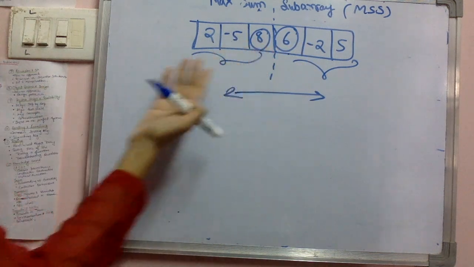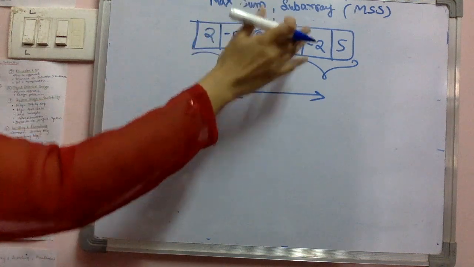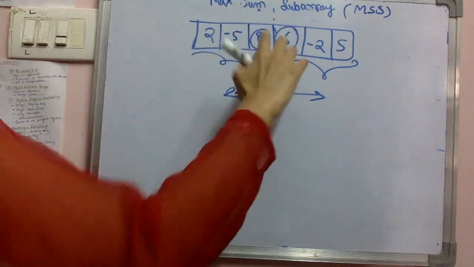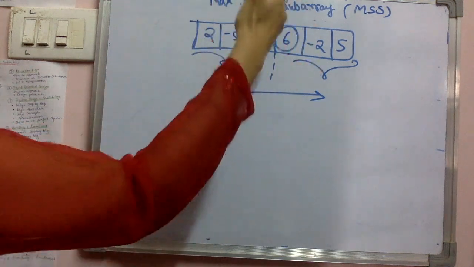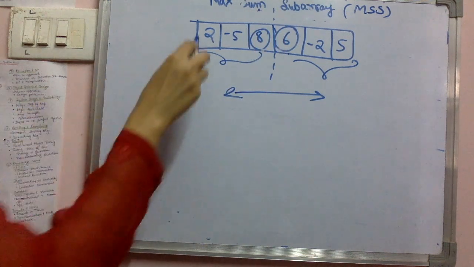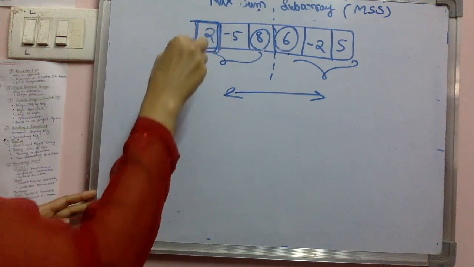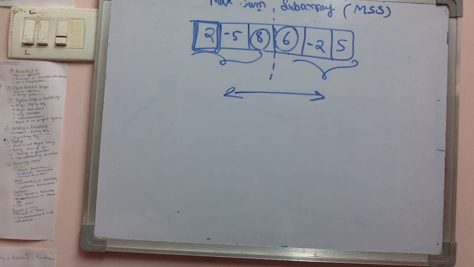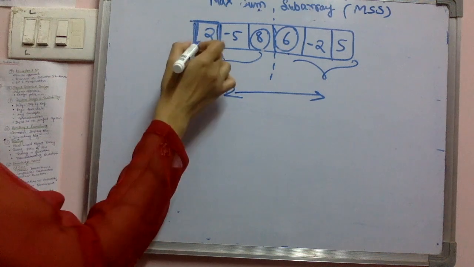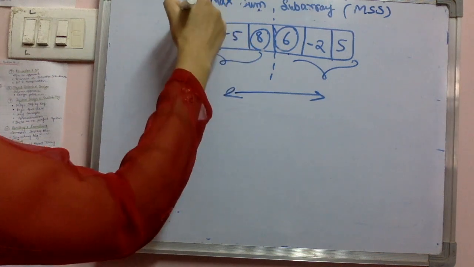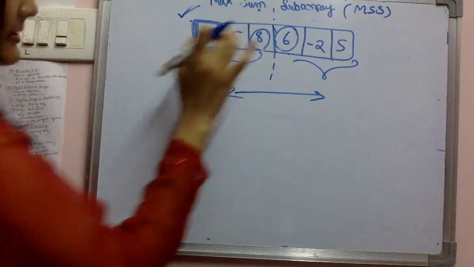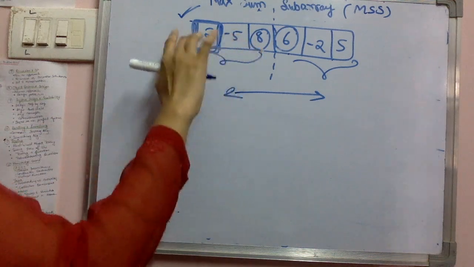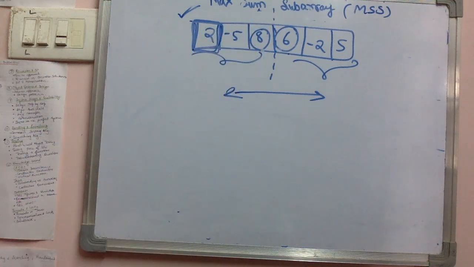Because if only 8 is there, then it will lie in the left subarray, or if only 6 is there, then it will lie in the right subarray. These both have to be there. Now what we are going to do is recursively divide our problem into halves until we arrive at single elements and cannot divide the array further, and then we find the left subarray maximum sum, the right subarray maximum sum, and the subarray which is crossing the midpoint, and out of these three we pick the one having the maximum sum.